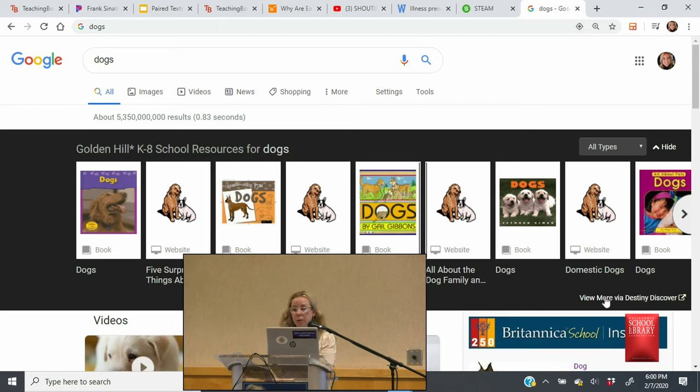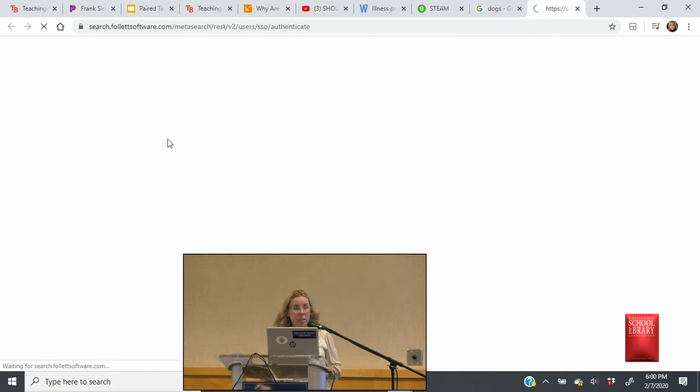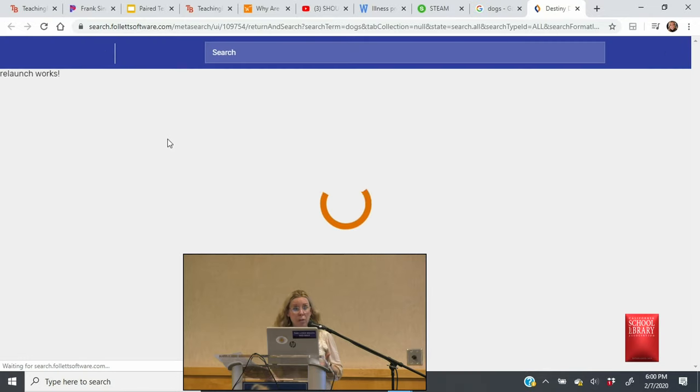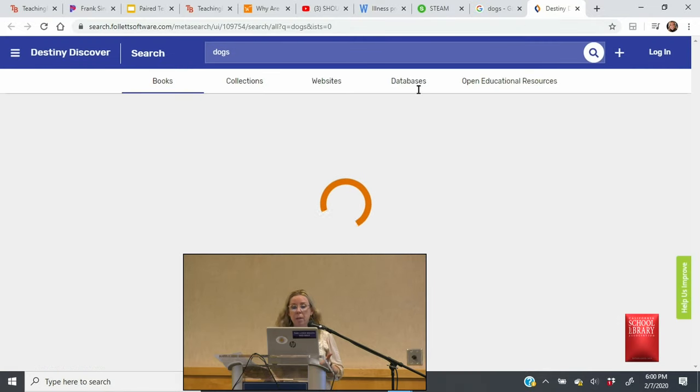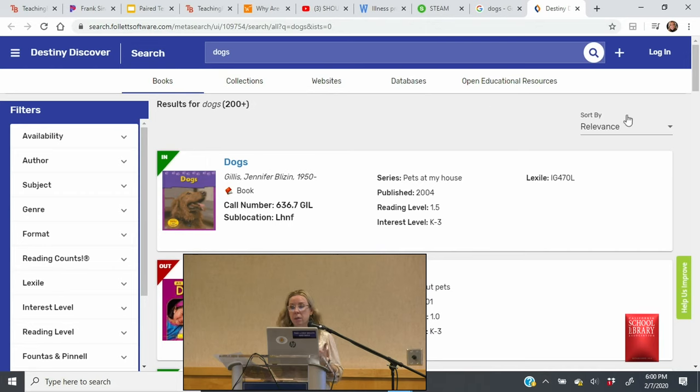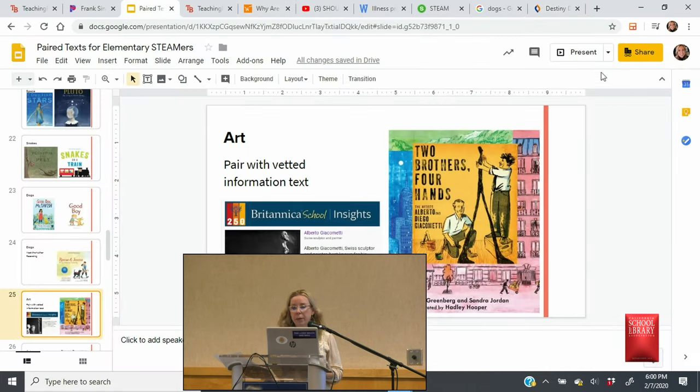And so if I want to just go there, it again pushes everything further down the page. And then I click there and it takes me right into Destiny, and I can get to my books about my subject I just looked up, my databases, the websites, and the whole nine yards. And you find it the same way. You're welcome.